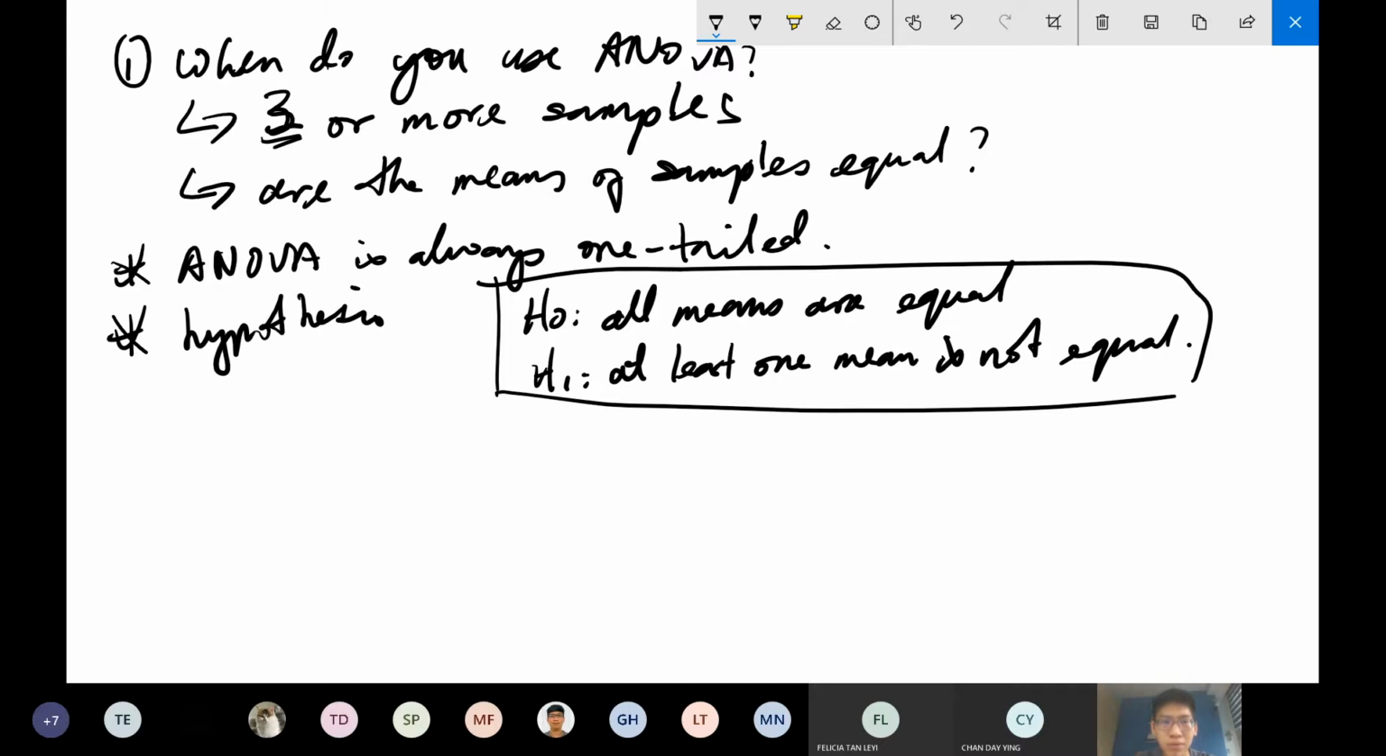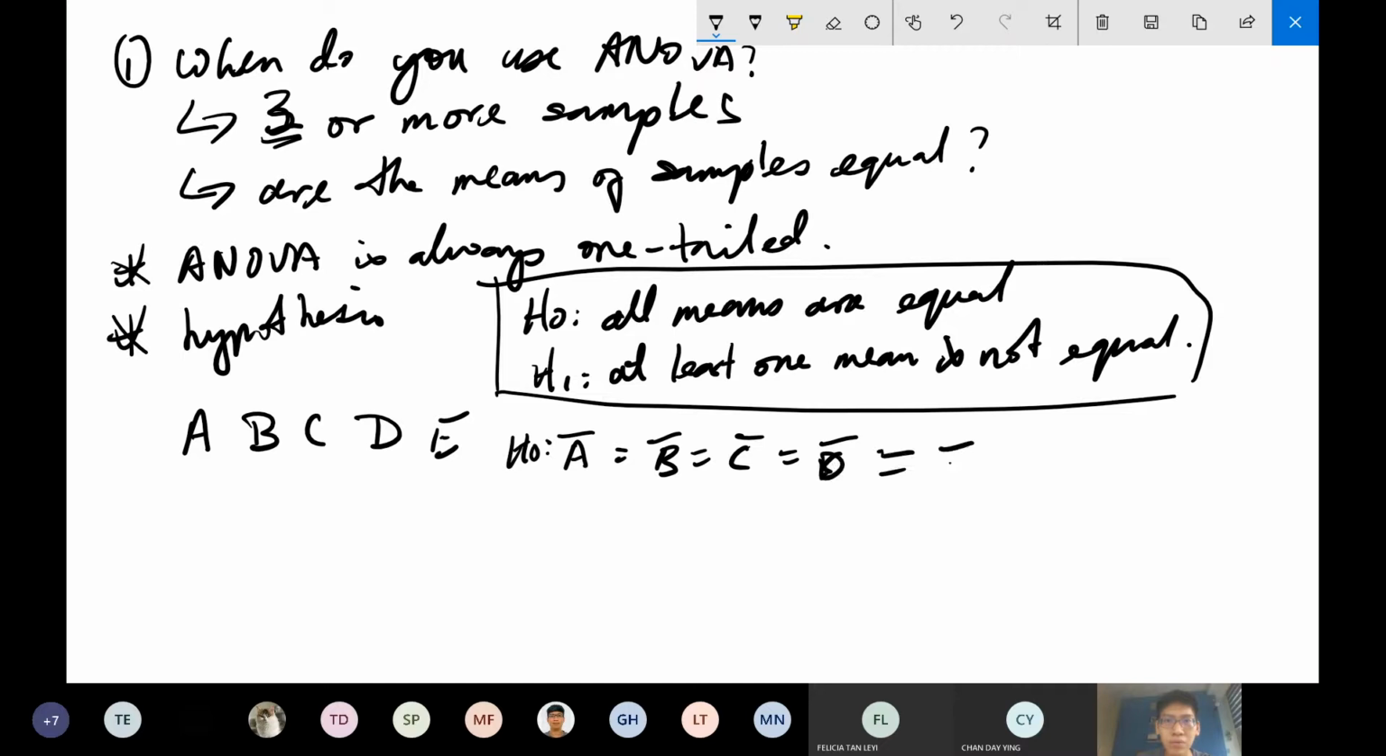It will never change. Let's say when you have multiple samples, sample A, sample B, sample C, sample D, and sample E. Now the null hypothesis simply means that all the means are equal. So average of A equals average of B equals average of C, average of D, and average of E. So all the means are equal.